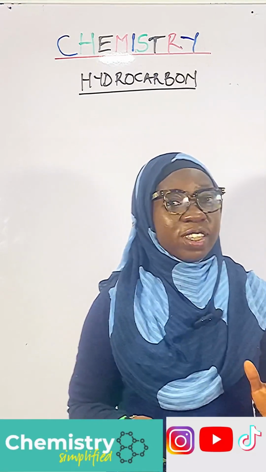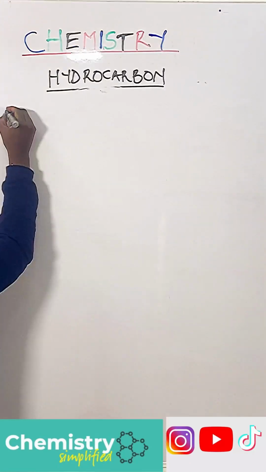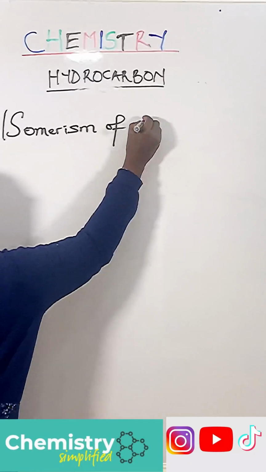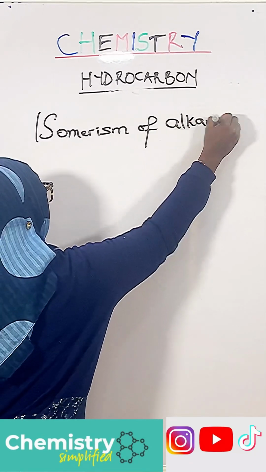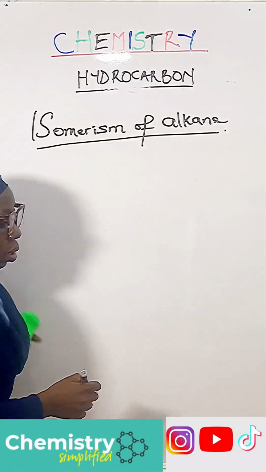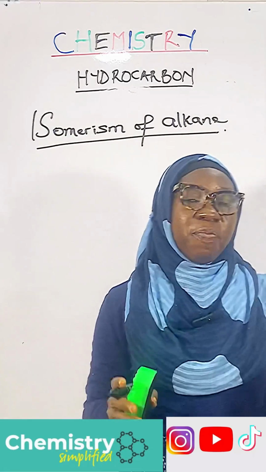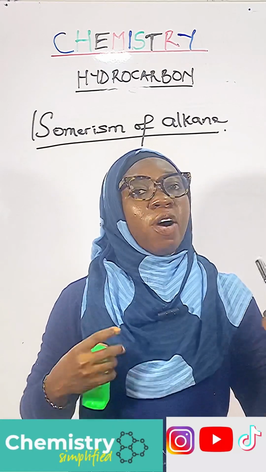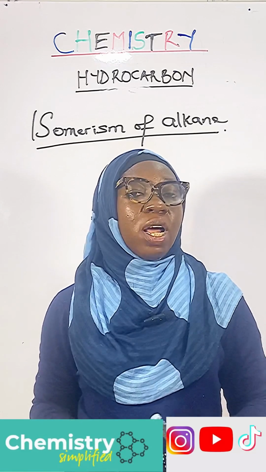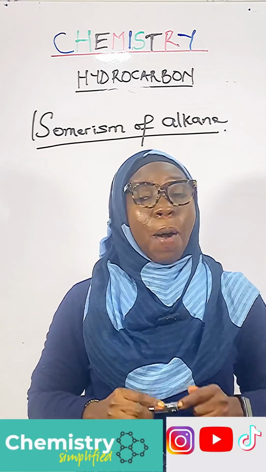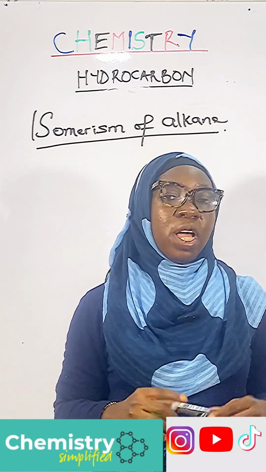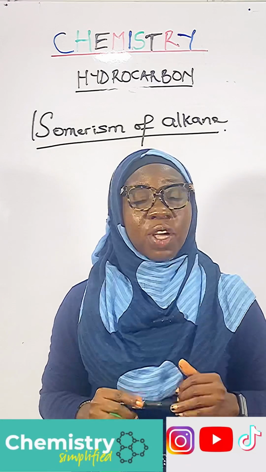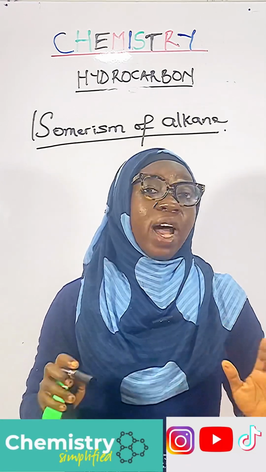Today we are still going to continue from where we stopped last week. Isomerism of alkane. When we say isomerism, isomerism is a phenomenon whereby one or more compounds have the same chemical formula but different chemical structure. It means that they have the same number of carbon atoms, they have the same number of hydrogen atoms, but their structure is quite different.